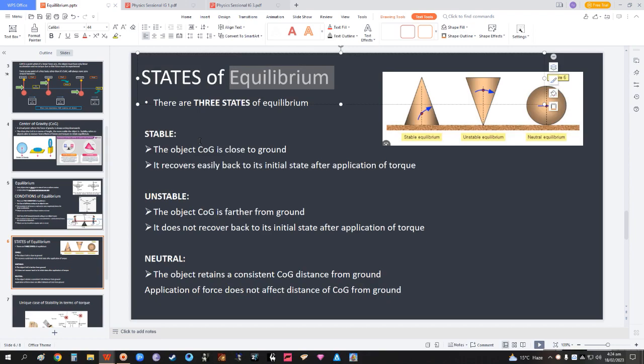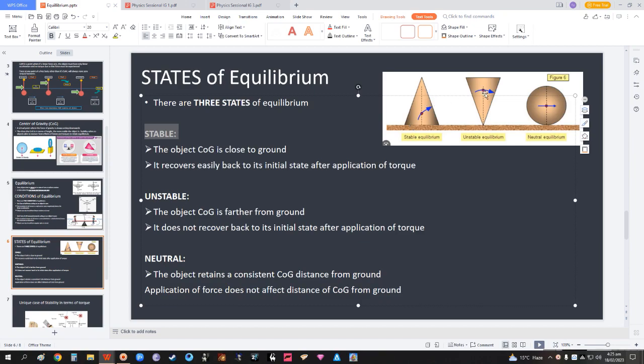So, when we talk about the states of equilibrium, there are three states. One is the stable, in which, let's take an example of this cone. If we put the cone with the pointer towards the top, we are going to see that the center of mass or the center of gravity is actually quite close to the ground, and if you try to apply a certain torque to try to topple this down, it will try to revert back to its original position, and that would be quite easy for it. It will revert back easily.